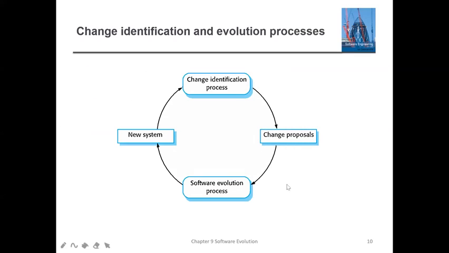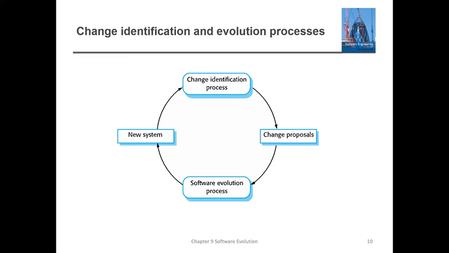Now you can see one diagram here, the change identification and evolution process. It is like a spiral model only. Here you can see first you have to identify how you are going to bring changes into your software development. Next you have to put forward the proposals about your changes. Then you move towards software evolution, because you have to show how these changes have impacted your old system, how it is better, and how you can compare with your old system. Then you have to build your new system after the proposals have been agreed.